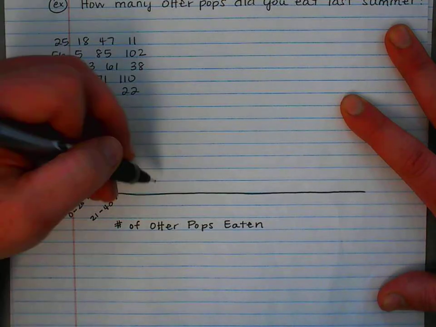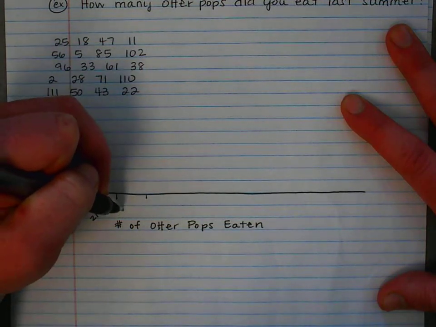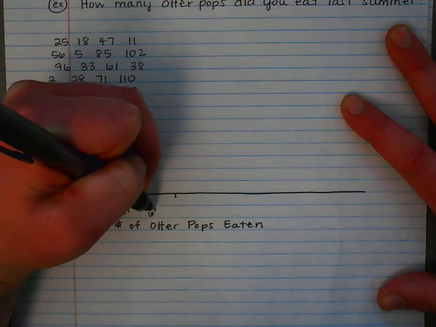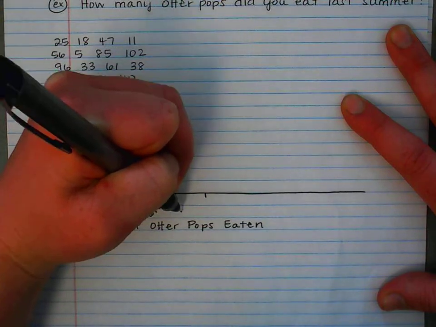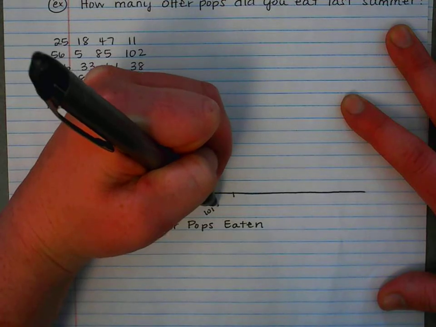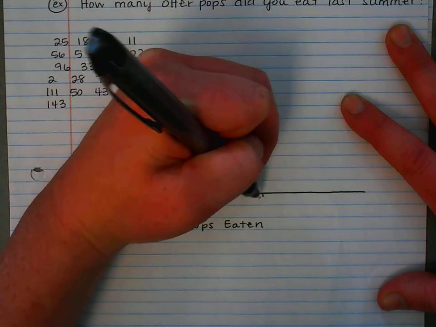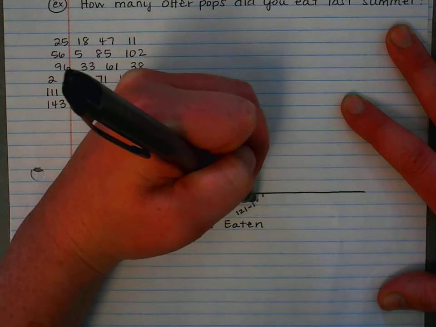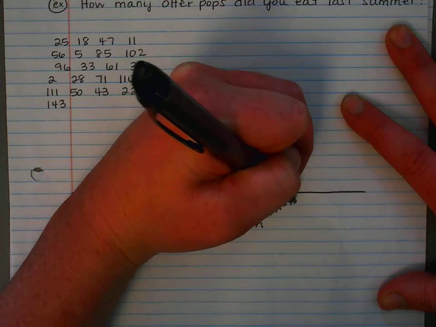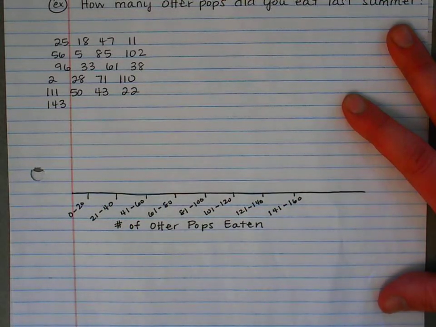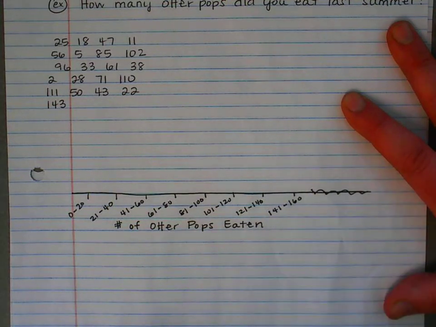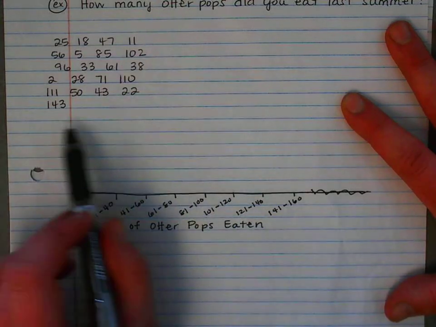Then you go to the next category, and we'll start at 41 to 60. And then we'll do another category, 61 to 80. And then we'll go 81 to 100. And 101 to 120. And then we'll go 121 to 140. And then we'll go 141 to 160. So here's all my categories, and it looks like we actually don't need any of this because I've made enough categories where all my data is going to fit.